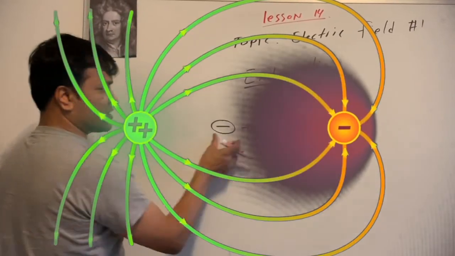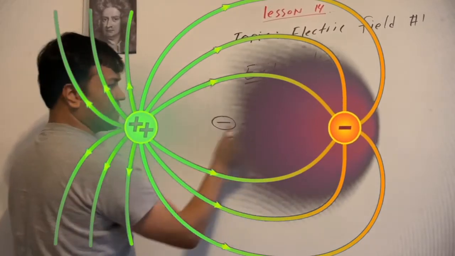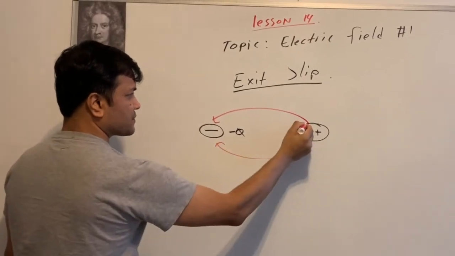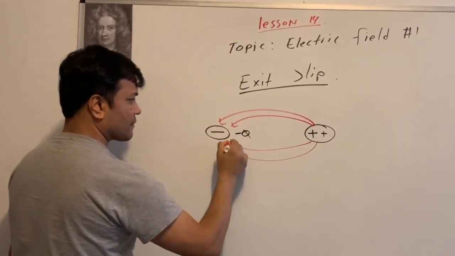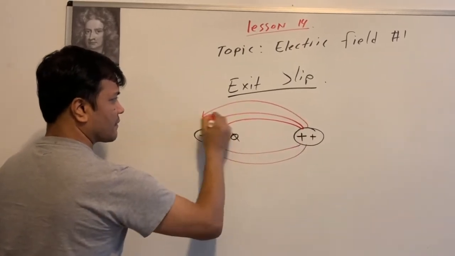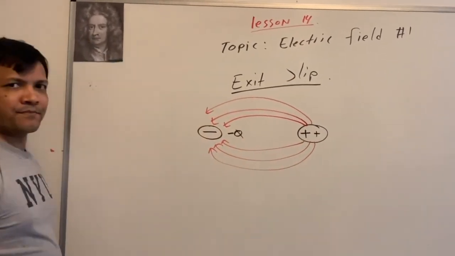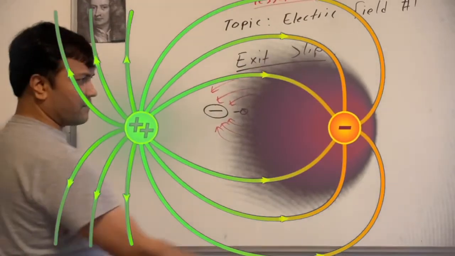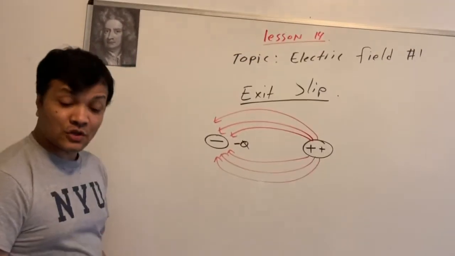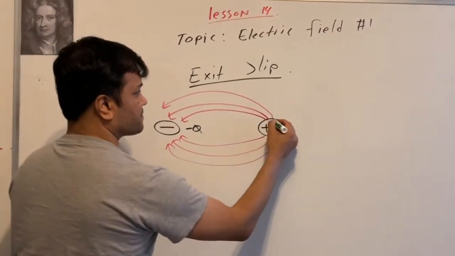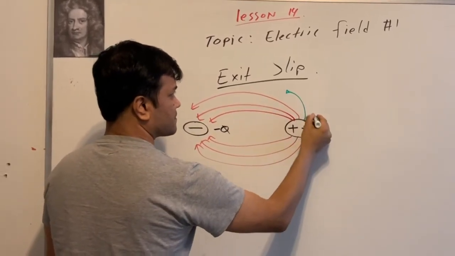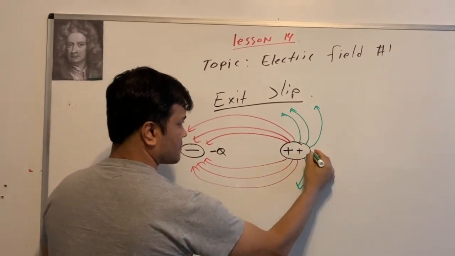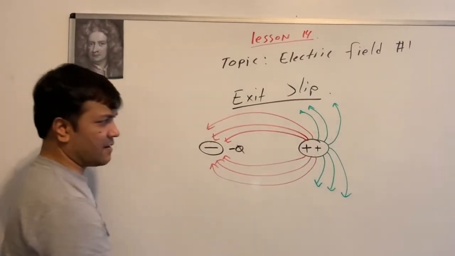So this is double the charge of this one, and the field lines start from here and end over here. So I'm going to have 1, 2. How many field lines do I have? 1, 2, 3, 4, 5, 6. How many field lines am I supposed to have over here? Double. Why double? Because I have double the charge.